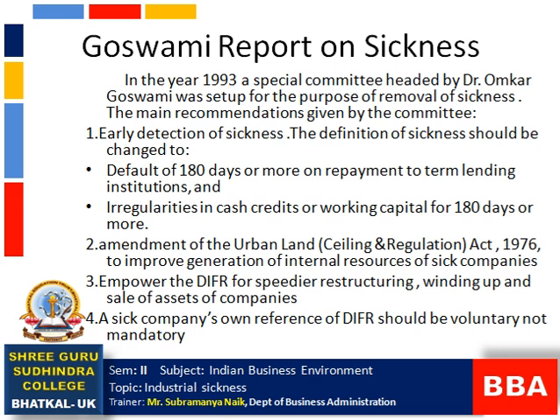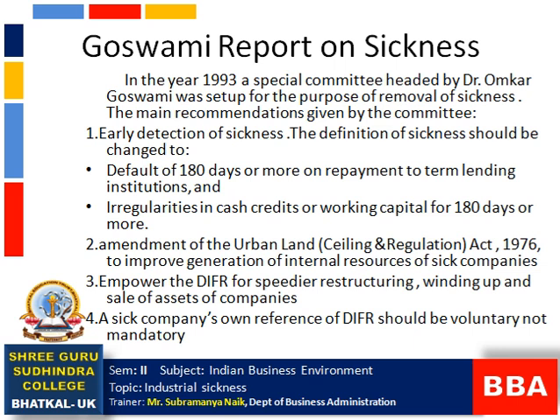First one is early detection of sickness. He has defined sickness in this way: default of 180 days or more on repayment to term lending institutions. So if the unit fails within 180 days to repay the installment payment, then you can consider that unit is becoming sick according to the Goswami committee. Second is irregularities in cash credits on working capital for 180 days. So if they find it very difficult to manage the working capital from the commencement of the business till 180 days, then definitely you can consider that unit is becoming sick.